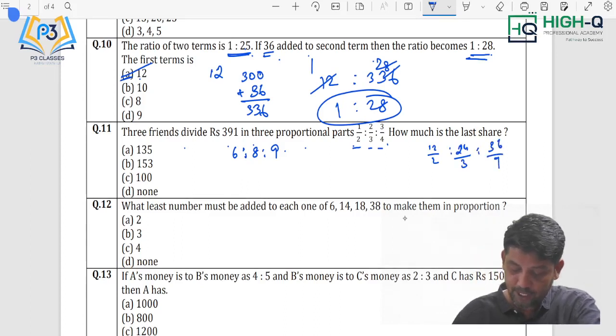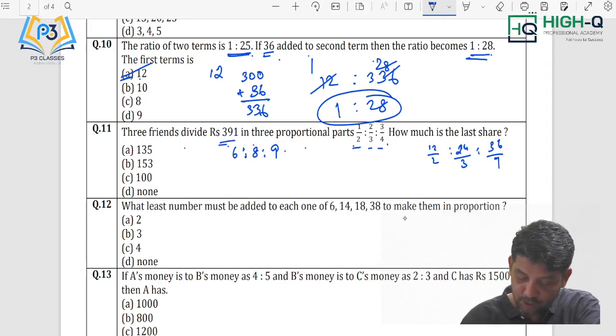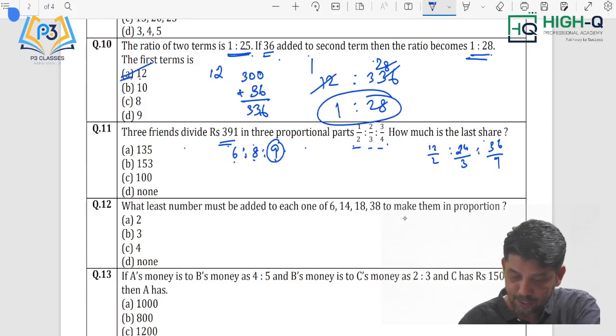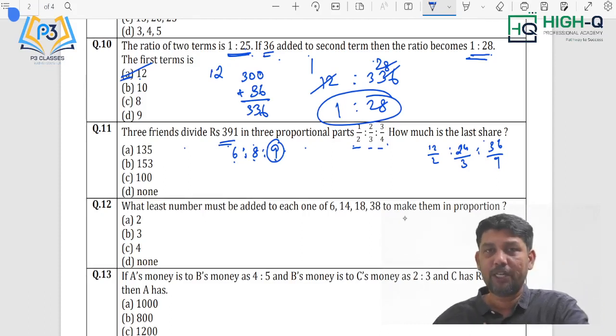6 into 8 is to 9? Now listen here, total amount is 391. How much is the last share? Last share, how to find it, I'll tell you. See, 6 plus 8, 14, 14 plus 9 is what? 23. Yes, so if I have got 23 rupees, last person will get 9 rupees.